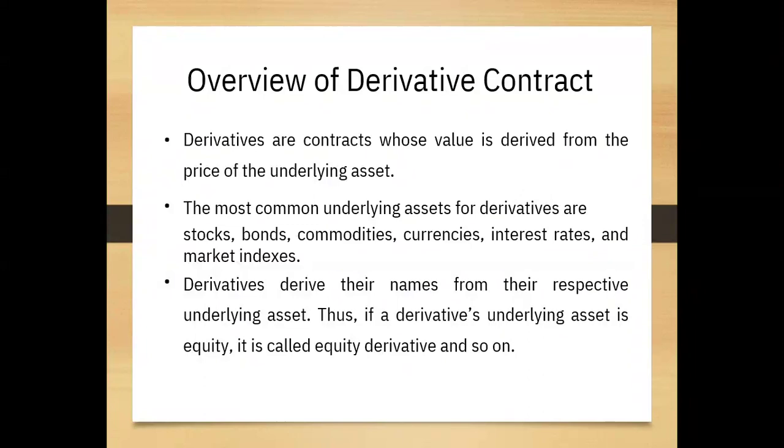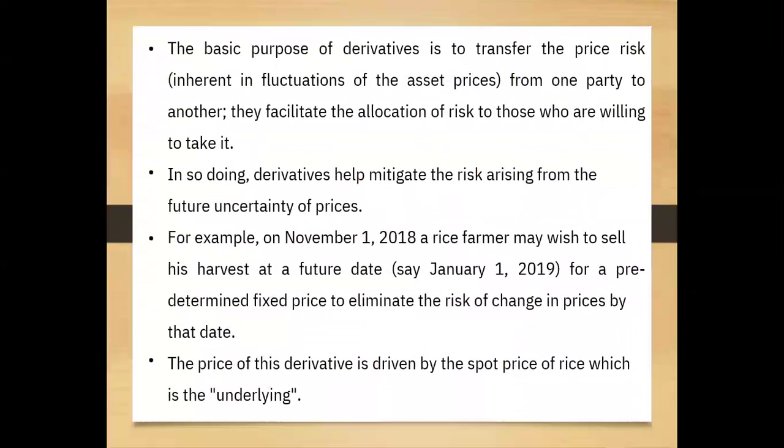Whenever the underlying asset of a derivative is equity, it is called an equity derivative, and so on. If it is a commodity, it is a commodity derivative; currency, currency derivative; interest rate, interest rate derivative. Again, it is just like transfer of risk from one party to another. In doing so, derivatives help mitigate the risk arising from the future uncertainty of prices.